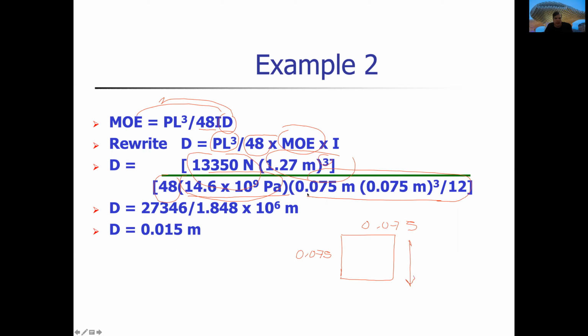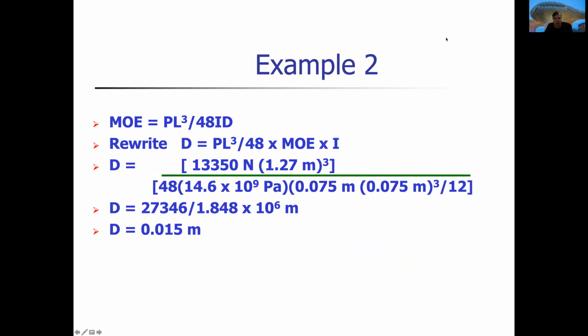Well, we take the base, 0.075, and we multiply the base by the height of the material, that is 0.075, elevated to 3, and we divide by 12. That is a formula that we always use. And when we do the resolution, we arrive at the conclusion that the deflection is 0.015. Usually the deflection is very small. If you have a big deflection, it's because you made a mistake, because normally it's a very small element.